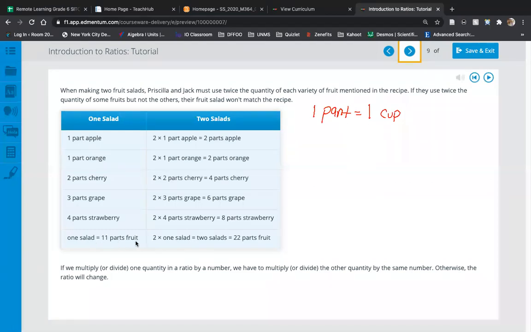So the second thing that happens when you double that ratio is that everything gets doubled, so you actually end up with more total parts in the end, right? So the entire ratio gave us 11 cups of fruit altogether, right? Versus the doubled version gives you 22 parts of fruit. So when you double all the parts, in the end, you're obviously going to double the product that you end up with.